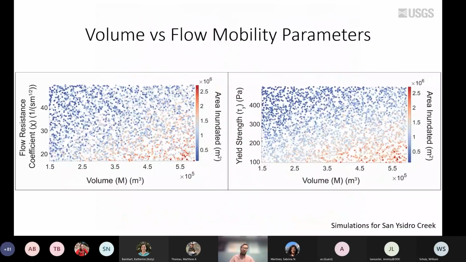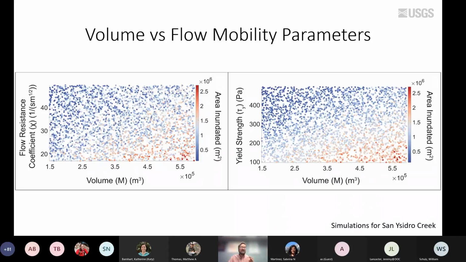Earlier, I mentioned that we had well-constrained volumes for this scenario. However, that is not always the case. So we wanted to look at how input volume influences model output. We're once again going back to the 3,000 simulations we used to calibrate parameters for San Ysidro Creek. But instead here, we're looking at area inundated on the color bar as opposed to the similarity index. And we're looking here at volume on the x-axis and then both of the flow mobility parameters on the y-axis. What we can tell from this plot is that volume has a pretty strong influence on model output.